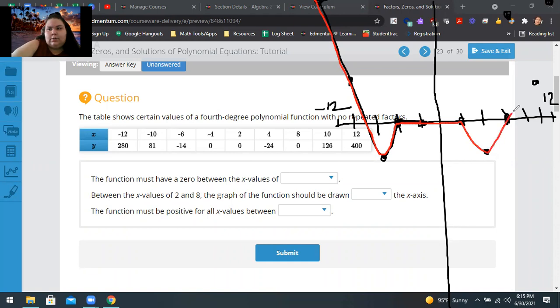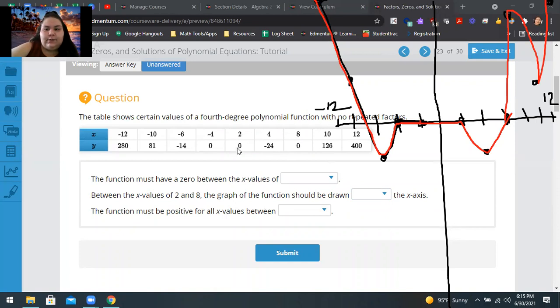And we kind of go up. Something like that. Okay. So again, this is a rough estimate. It's not exactly perfect, but we get an idea of what's going on for our function here. So it says between the x values of 2 and 8, the graph of the function should be drawn. So from 2 to 8, right?